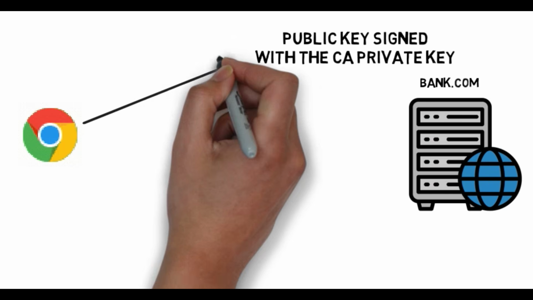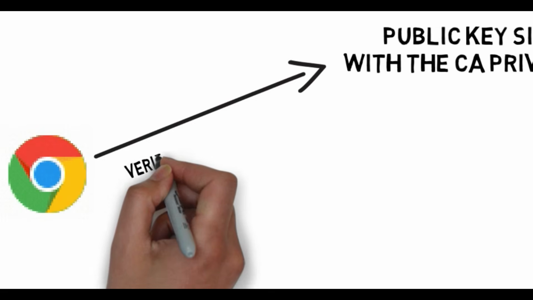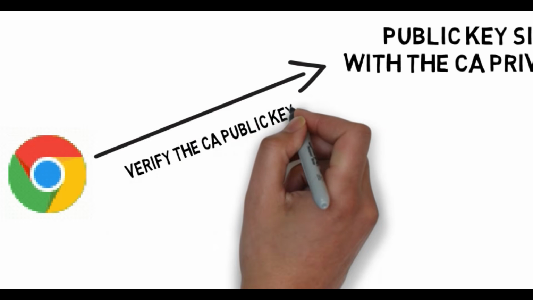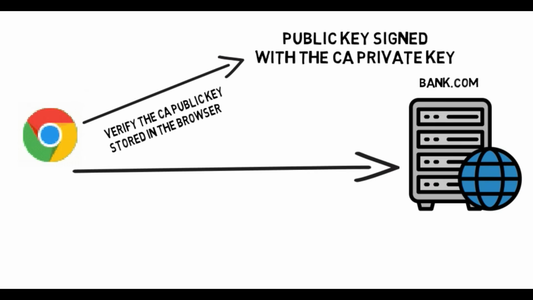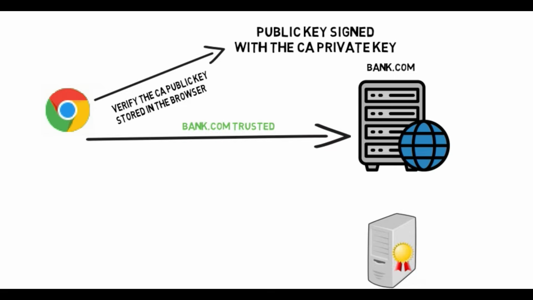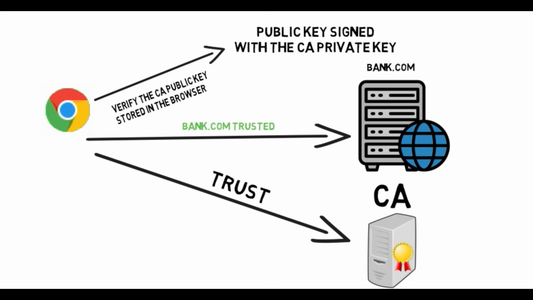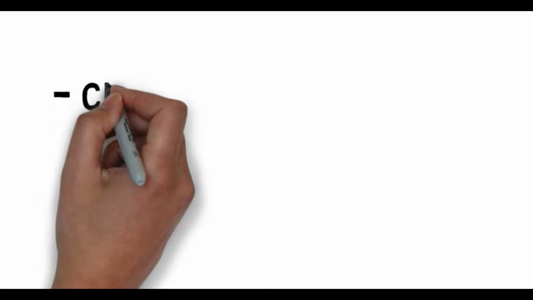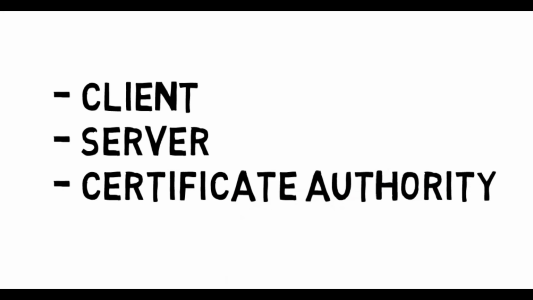Now, when the client receives the bank.com certificate, the client browser can verify that it was signed by a trusted CA using the CA public key, which is, as we said before, stored in the browser. So, if the certificate is valid and matches the domain bank.com, the client can trust that the server is indeed bank.com because the client trusts the CA and the CA vouches for bank.com. Notice that all 3 components, the client, server, and CA, are crucial for making this work.